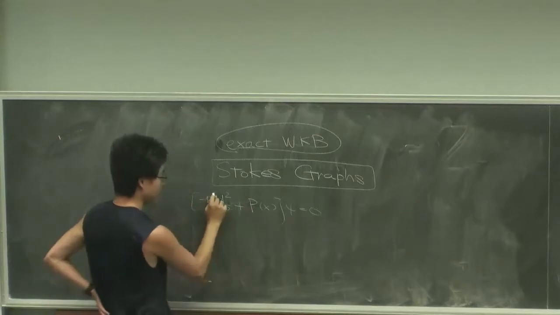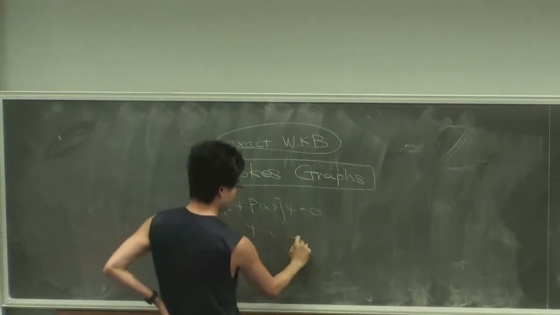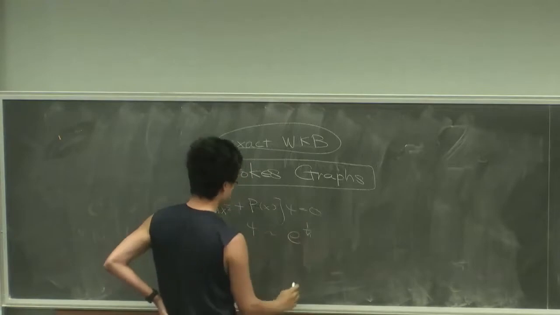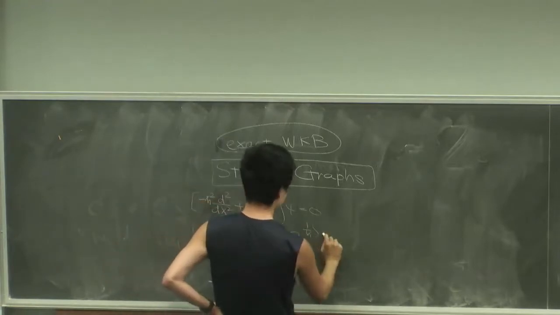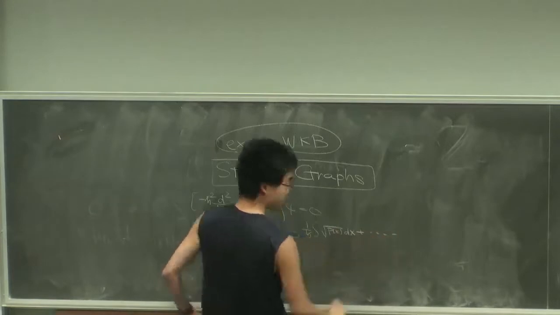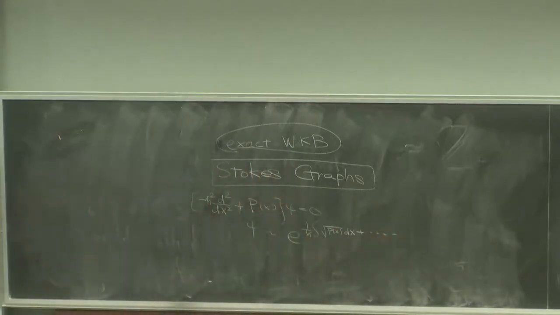There is h bar here. And you can try to solve it order by order, starting with perturbation theory. And 1 over h bar, I think there is a square root of P(x). And then there is an order by order expansion. And the question is whether you can resum it to a well-defined function via Borel sum.